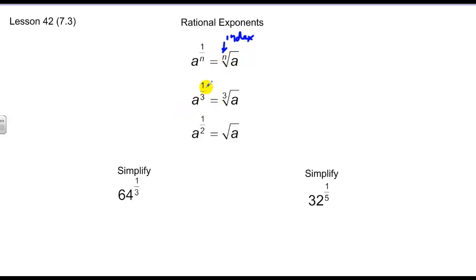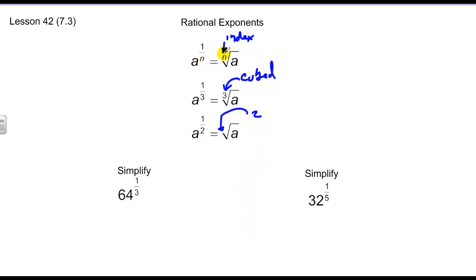This little thing inside the root sign, within the little check mark thing, is called an index. And if we have a to the 1/3, that's equal to the third root of a, or we call that the cube root of a. If we have a to the 1/2 power, that's the square root of a. There's an implied 2 here. There's actually a 2, but it'll never be written. But that's a square root.